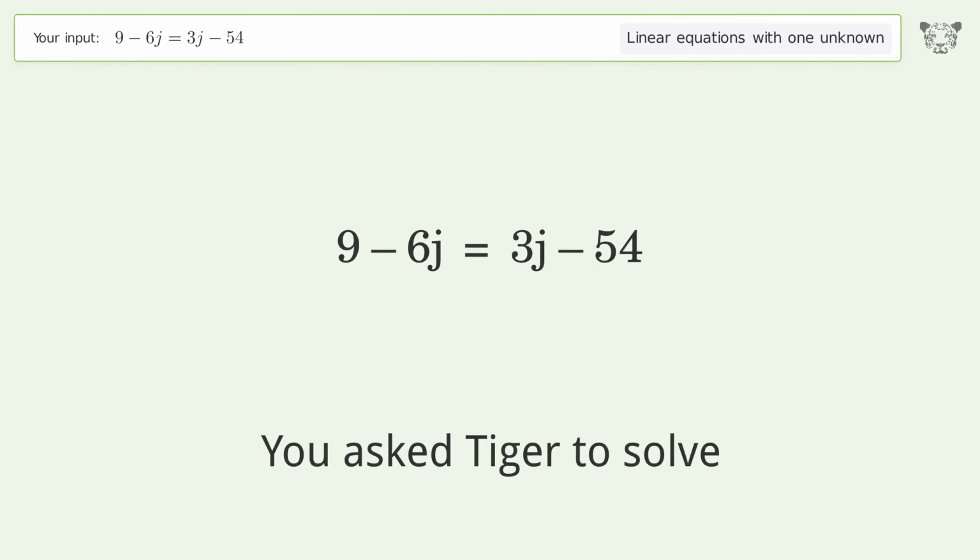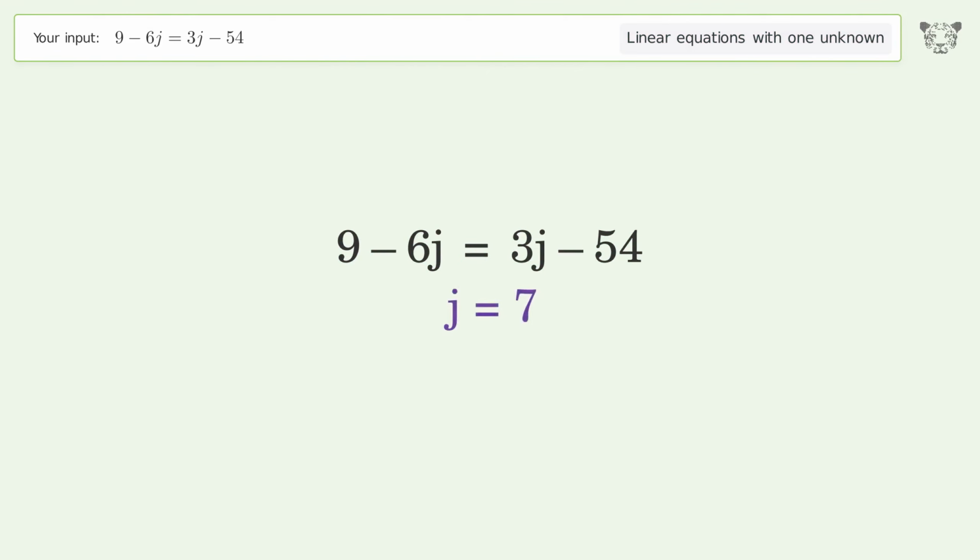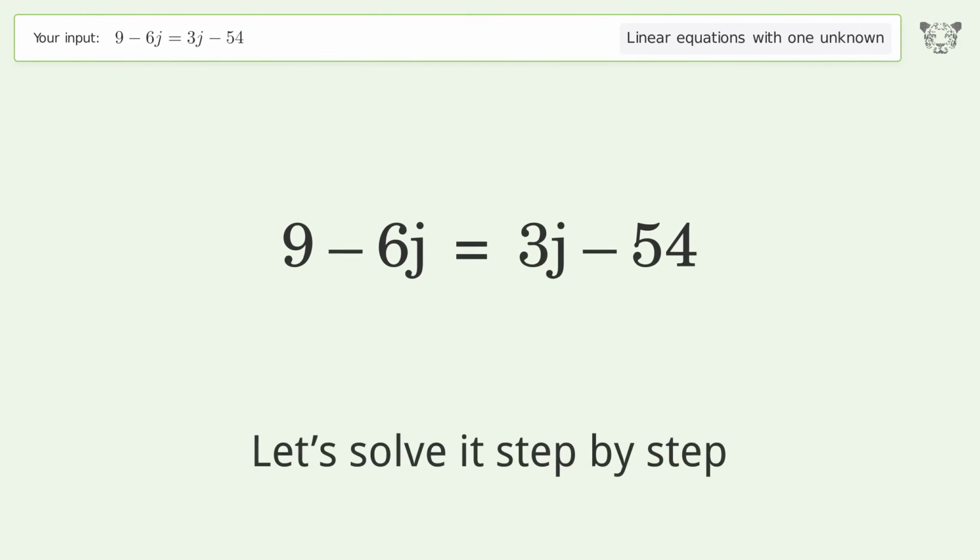You ask Tiger to solve. This deals with linear equations with one unknown. The final result is j equals 7. Let's solve it step by step.